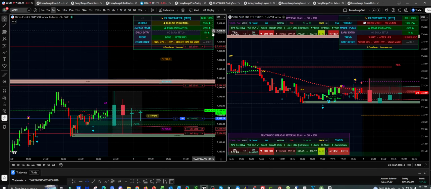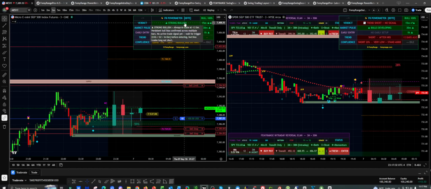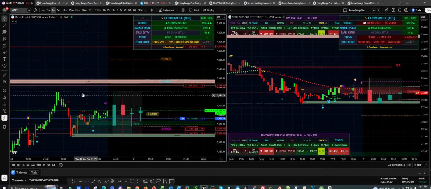The bulls are 100%. The 15 minutes, 30 minutes, 1 hour, they're looking strong. You see? Strong bullish, bulls developing. So this is looking good. Long 49%, low reduced size or weight. Before it said no trade. Now it's saying long 49%. So that's positive, that's a good thing. We broke this high and then came back a little bit down, but we're still on track. We're not going to panic about it. We just sit and relax.